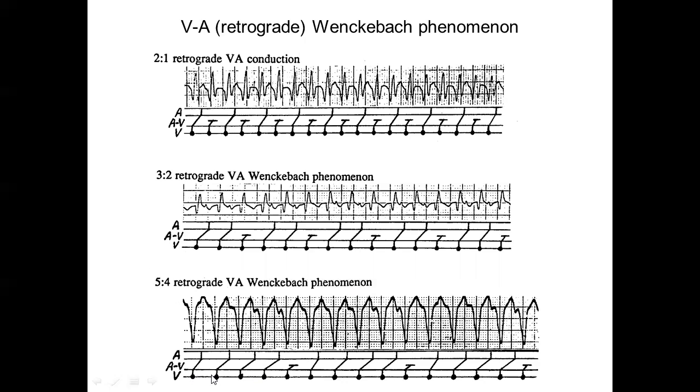So the ventricle is under the control of a VTAC focus. It's occurring regularly, but retrograde, retrograde, retrograde. See, it's falling gradually behind and behind, then nothing. Retrograde, retrograde, retrograde, retrograde, falling gradually further behind, then nothing. So 5-to-4 retrograde VA Wenckebach phenomenon.